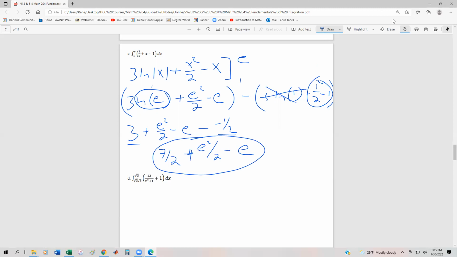Imagine trying to use the left-hand rule or the right-hand rule, and we wouldn't get an accurate answer. We get an approximation. The fundamental theorem of calculus gives us the precise area.